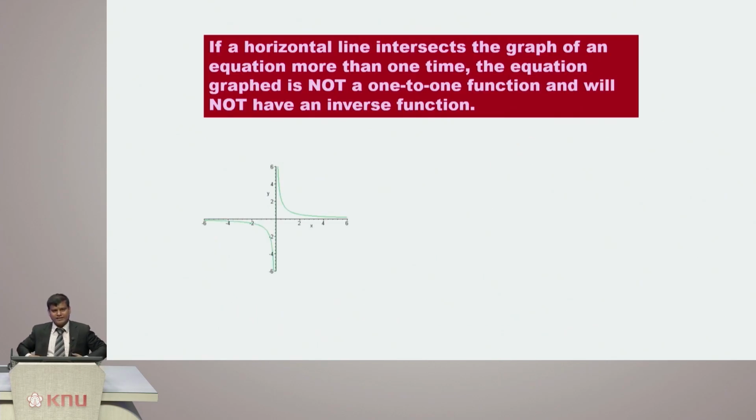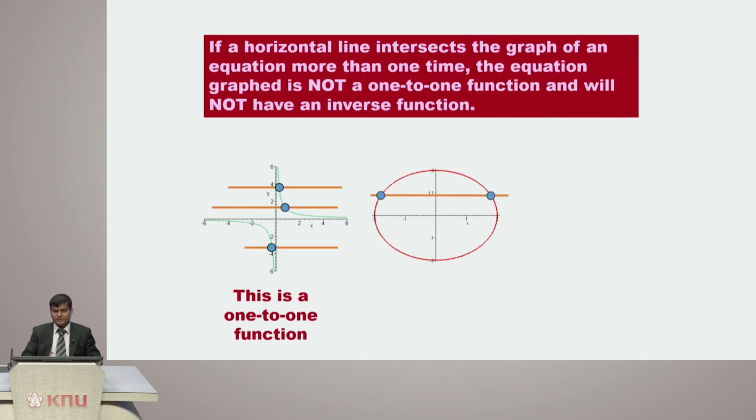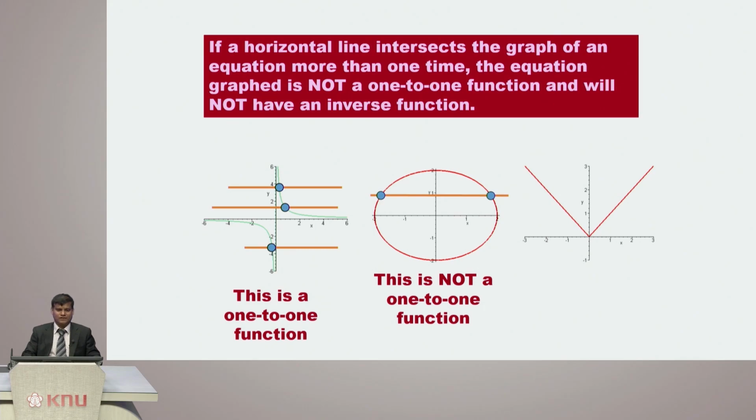So if a horizontal line intersects the graph of an equation more than one time, the equation graphed is not a one to one function and will not have an inverse function. We know that an inverse function is only applicable for a one to one function. But if a horizontal line intersects more than once, we say that it is a many to one function. So in this example, they are unique and they are a one to one function. In this example, they are not unique, so they are not a one to one function.